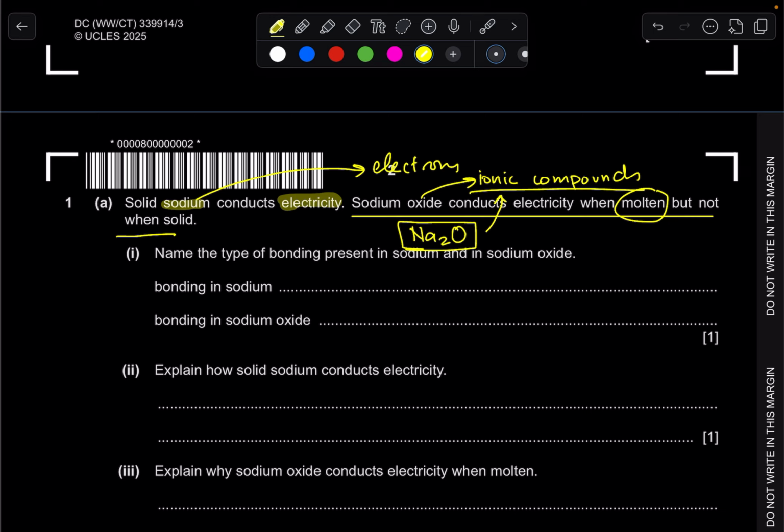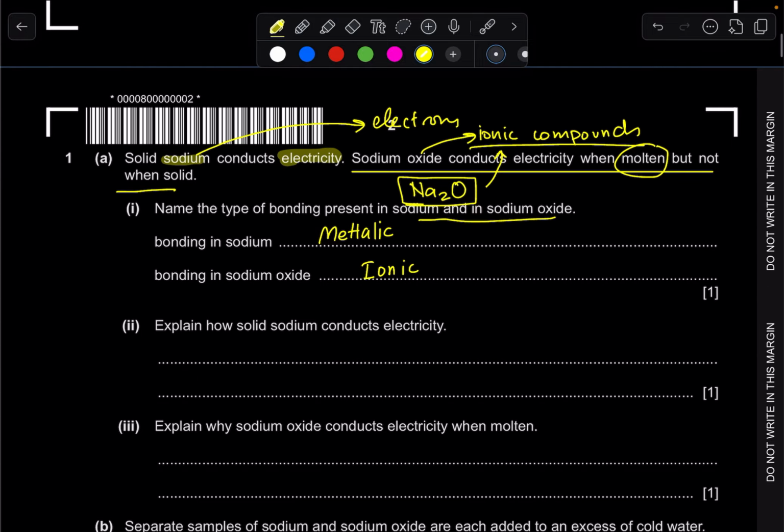Name the types of bonding present in sodium and sodium oxide. This is an IGCSE level question. The bonding in sodium is definitely metallic bonding because sodium is a metal, and the bonding in sodium oxide is ionic bonding. So that was easy.